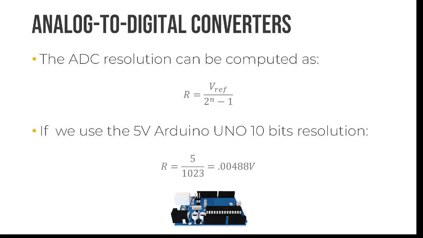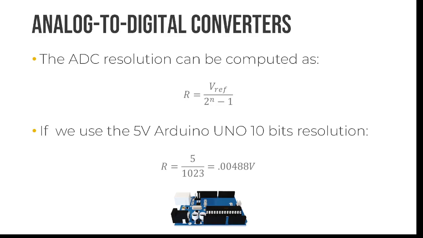That's equal to 0.0048 volts. That means that the resolution for the ADC in the Arduino Uno is 5 millivolts, almost like that. So we cannot read increments or decrements that are lower than that. But I think that's good enough, right? We can read 10 times half a volt, 100 times half a volt.